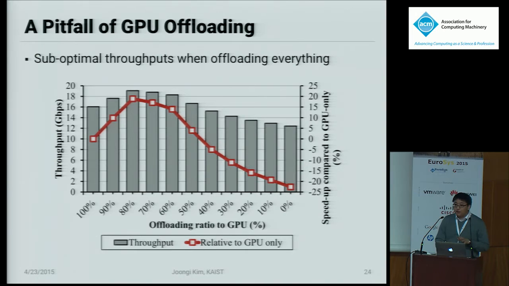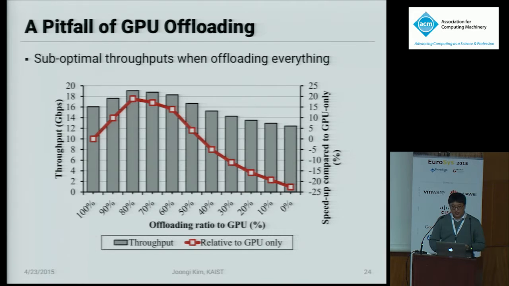We ran an IPsec encryption application and replayed a packet trace. This figure shows the throughput variation depending on the offloading ratio under the same workload. The maximum throughput is achieved when 80% of the workload is offloaded to GPU, not when we offload everything. It is 18% higher throughput compared to when we offload everything. So this result suggests that we need to find the optimal offloading weight for every new application and new workload. So how do we achieve the optimal performance without this kind of manual tuning?